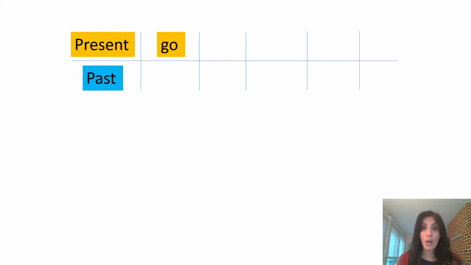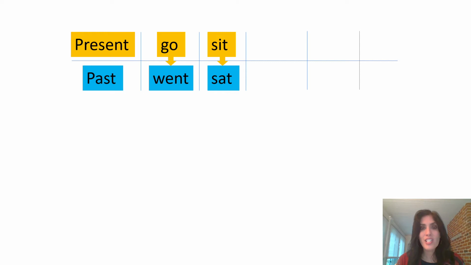The word go, happening in the present, when we think about that word in the past, we actually change it to the word went. The spelling changes 100%. Go changes to went. The verb sit, if it's happening right now, that's the word we use, sit. But if I'm talking about what I did in the past, I actually change it to say sat.